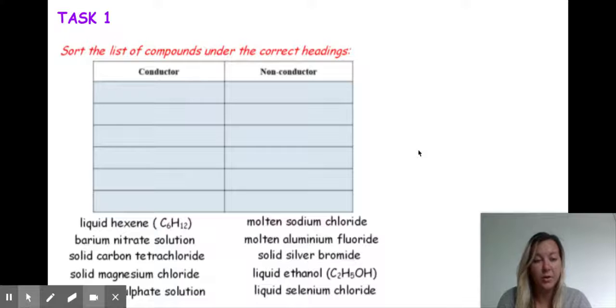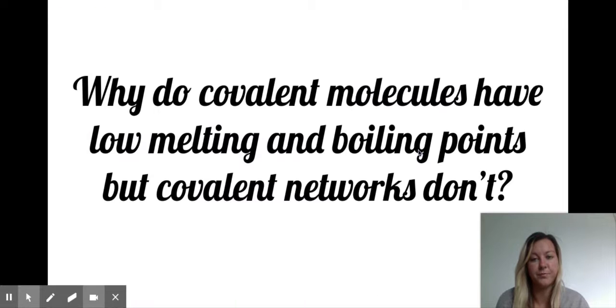If it's an ionic compound, you have to remember your rules for conductivity. If it's molten or aqueous, it will conduct. If it's solid, it won't. And if it's a covalent compound, it never conducts. So I would like you to do that in your jotters, please. Upload a photo and you get 10 possible marks for correct answers.